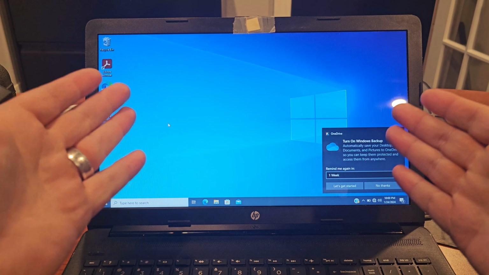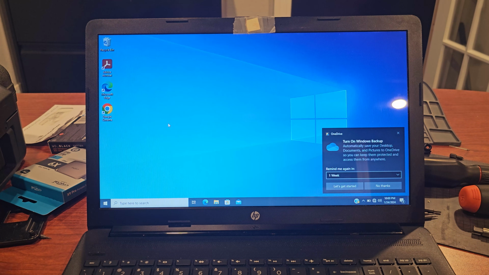Alright, guys. So here we are. We're in front of a customer computer. Excuse the mess off to the side. I've had a lot of work lately. That's pretty normal for me.